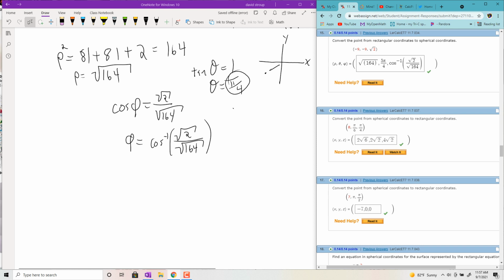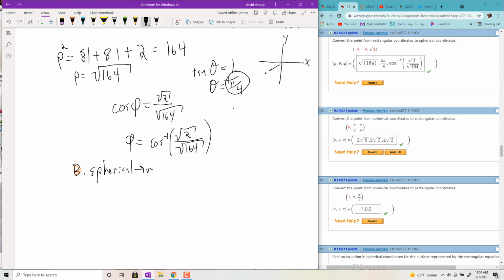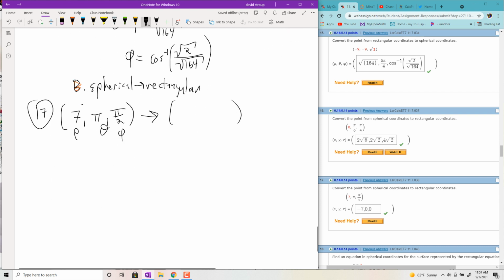Let's try the other way around. Spherical to rectangular. This time I'll be a little more careful, make sure I'm in the right quadrant and stuff. But anyways, looking at number 17 there, we have 7, pi, pi over 2. So this is rho, theta, and phi. This should be a little less painful. So, how are we going to do this?